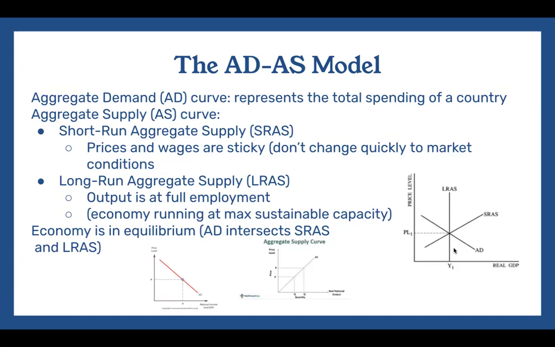The long run aggregate supply curve means that the output is at full employment, meaning the economy is running at max sustainable capacity. The economy is in equilibrium when the aggregate demand curve and the short run and long run aggregate supply curves all intersect at one point, which would be here. I don't know if you see my mouse on the right side.